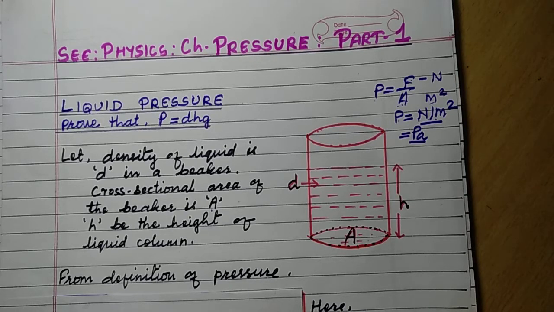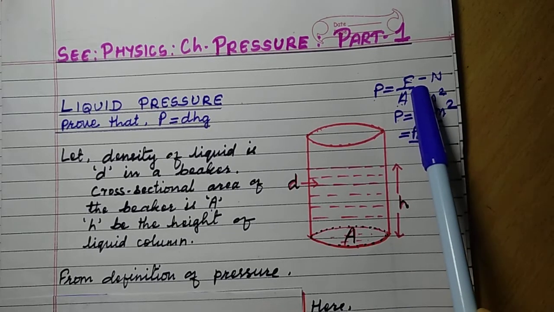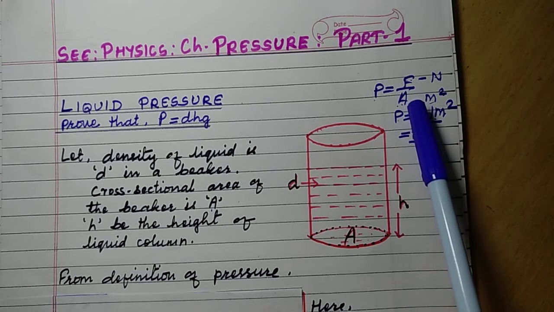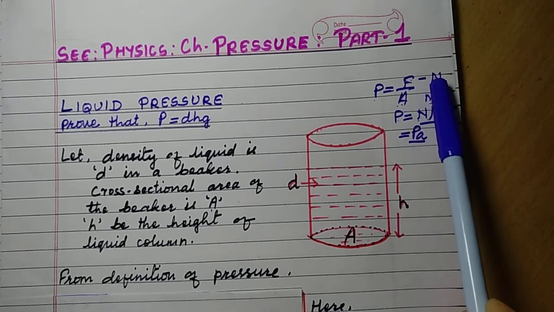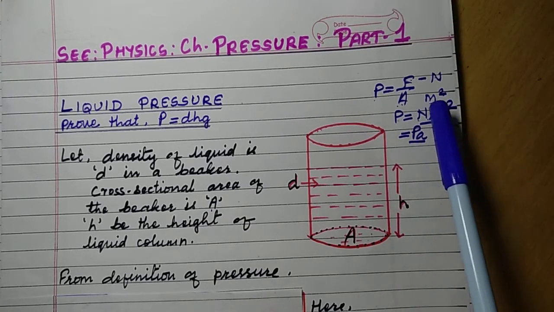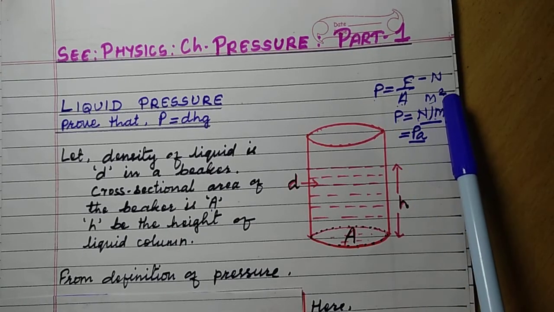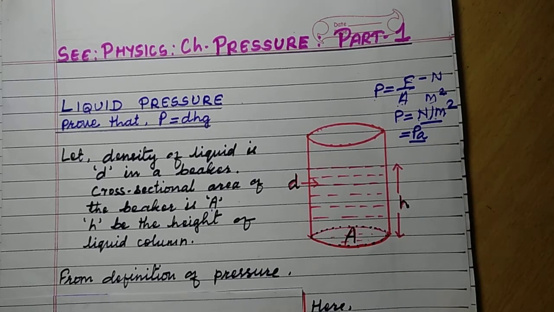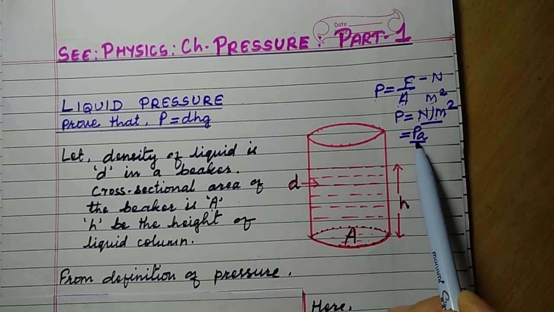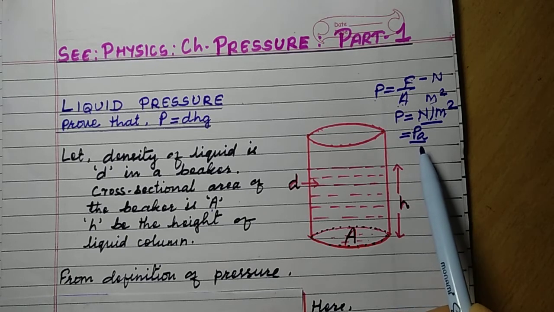Now, pressure, we know the definition of pressure. Pressure is force acting on unit area. When force acts on unit area, pressure is applied. Force is measured in Newton and area is measured in meter square. So SI unit of pressure is Newton per meter square. It is also called Pascal, SI unit of pressure.